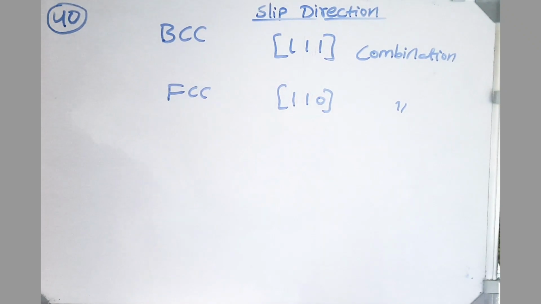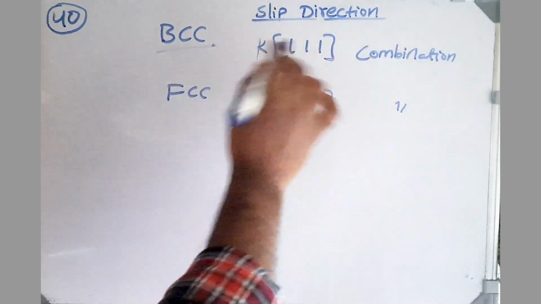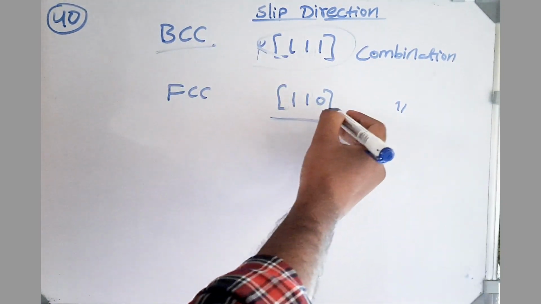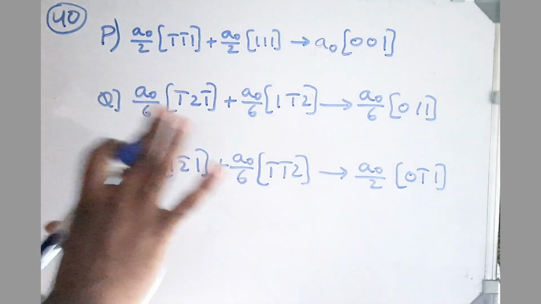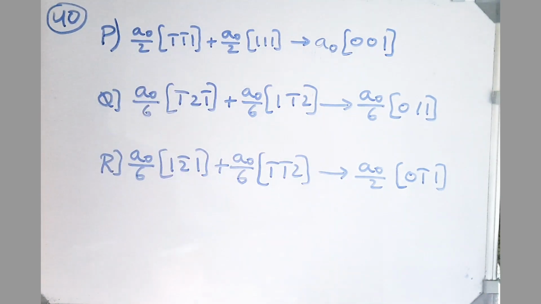Friends, question number 40. Before discussing, you need to know the slip direction in BCC is 111. It looks like this, and for FCC, it looks like this. For FCC, these are the close-packed directions, so these are the slip directions. So friends, these are the three equations, three dislocation dissociation or combination equations. We need to find out which belongs to which system.